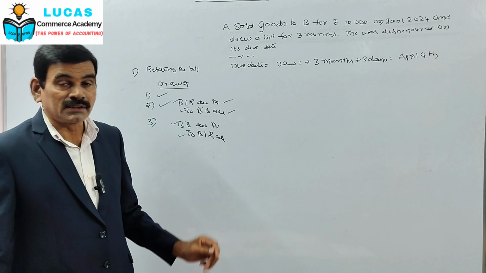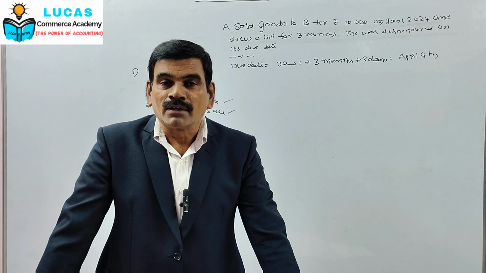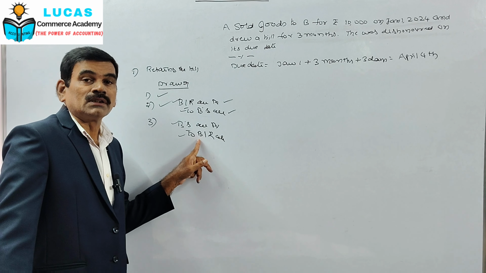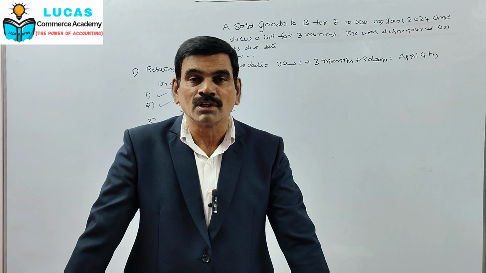Okay, good. So the dishonor entry is B's account debit to bills receivable account. So these are the three journal entries passed in the books of drawer.